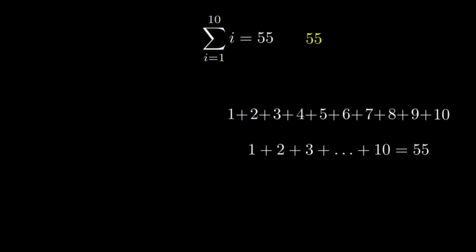Look at that! We get exactly 55, which perfectly matches what our formula predicted. This isn't a coincidence. It works because the formula is correct. This confirms that our formula works for n equals 10. The sum of the first 10 natural numbers equals 10 times 11 divided by 2, which is 55.